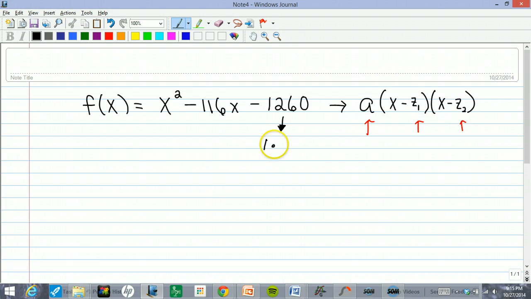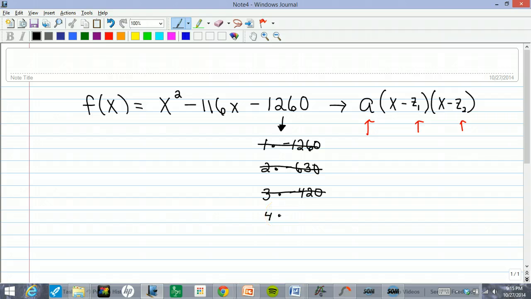Well, let's start at 1. That would be negative 1260. But that clearly does not add up to negative 116. 2 times negative 630, but that's not going to add up to negative 116. Feel like we're getting closer already, though. 3 times, let's see, 1260, I believe that's going to work out to be 420. But that's not quite it.